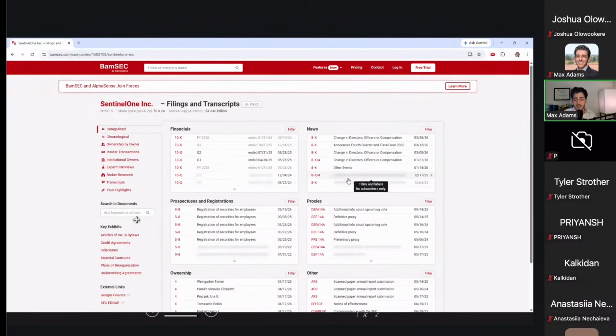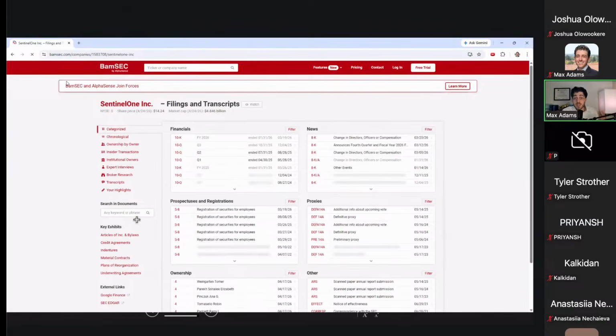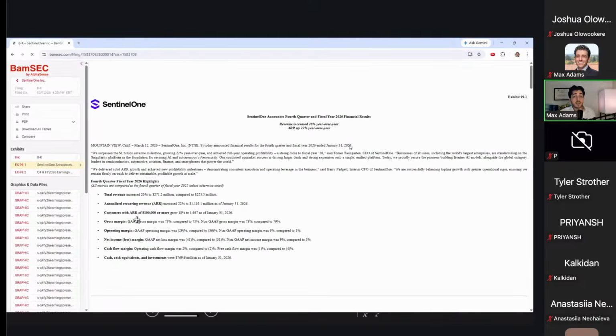And then 8Ks are a very, very broad set of things. Every time a company has a significant news event, they release an 8K. They've got other events, like a change in directors, officers, or compensation. This is basically just a press release saying that they changed the compensation of the chief growth officer and the chief financial officer. Kind of a waste of your time to be thinking about that. The only 8Ks that I really recommend paying attention to, other than important business updates, are the quarterly results and financial year results 8Ks.